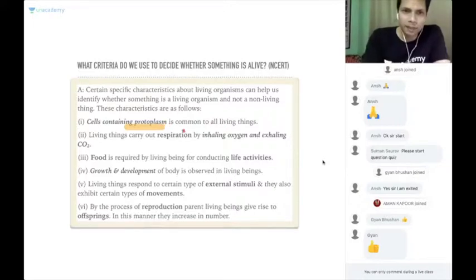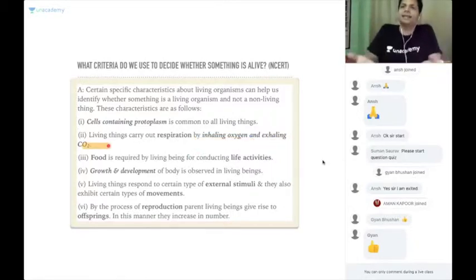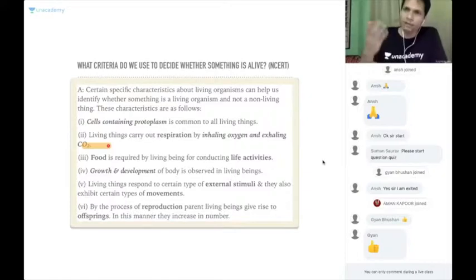Living things carry out respiration by inhaling oxygen and exhaling carbon dioxide. But there is an exception to that. Some of you might ask, what about anaerobic organisms? There are certain bacteria which are anaerobic, that means they don't require oxygen. For example, yeast, our very common yeast, respires anaerobically. So that is an exception.